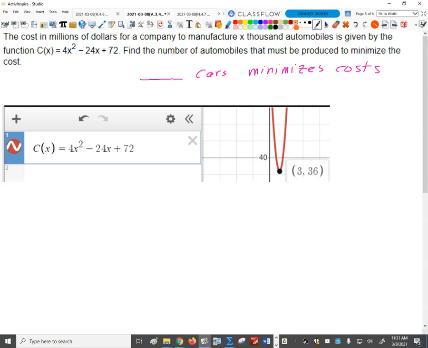Type your answer in chat. How many? How many cars? You're the CEO of this car company. You got to make a decision here. How many cars should you target to build if you want to minimize costs, which is important?